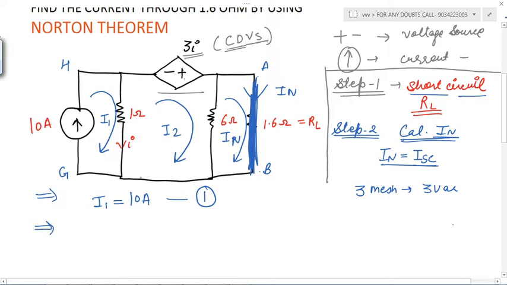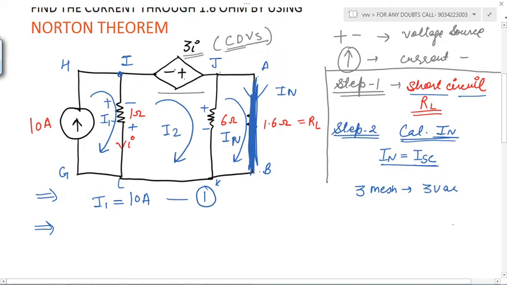Next we will make equation 2 from mesh 2. Suppose these points are I, J, K, L. You are standing at position I. You are moving from I to J, J to K, K to L and back to I. For that you have to mark the sign convention. J to K means positive to negative, and here I1 current is flowing from I to L, so it would be positive to negative.